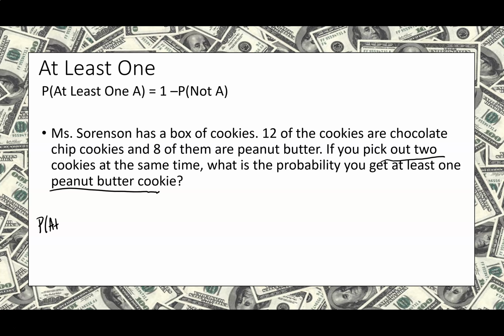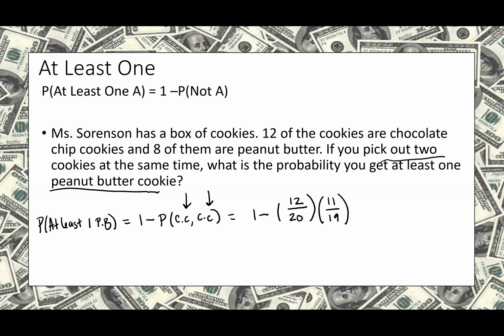So the probability of at least 1 peanut butter is going to be equal to 1 minus the probability of not getting a peanut butter. Well, what's the only situation where you don't have a peanut butter? That would be if you picked a chocolate chip and then a chocolate chip. Okay, so we have to calculate that. That's going to be equal to 1 minus, okay, let's calculate this probability. That's going to be 12 out of 20. Then remember, we got to pick another chocolate chip, so now we're down to 11 out of 19 cookies.